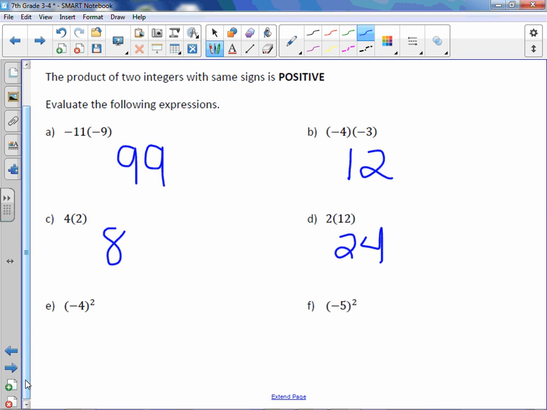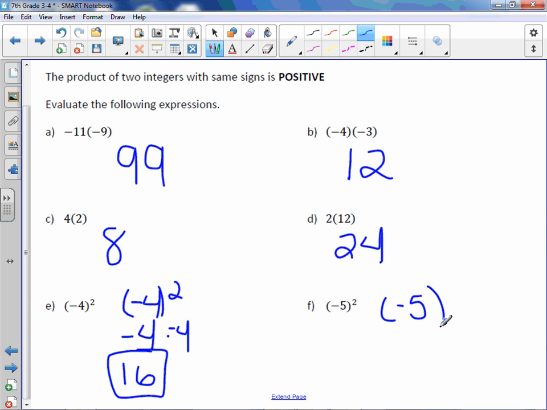Letter E, negative 4 squared. Remember, if you had 4 squared, it would be 4 times 4. So negative 4 squared is negative 4 times negative 4, which makes a positive 16. Letter F, negative 5 squared is negative 5 times negative 5, which equals a positive 25.